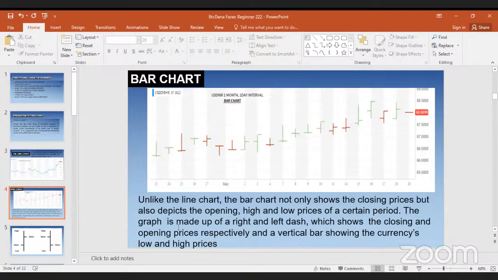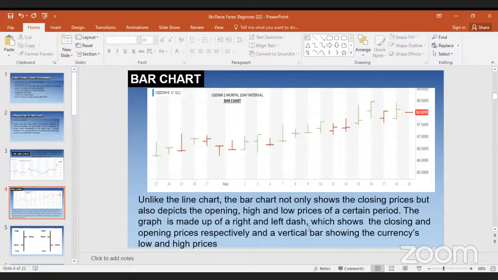The graph is made up of a right and left dash, as you can see. There's a left dash, there's a right dash, and then we have a vertical bar. This is the vertical bar, and then we have the dashes around it.